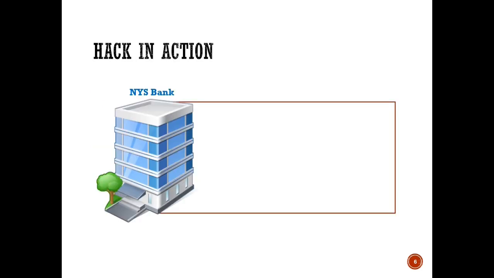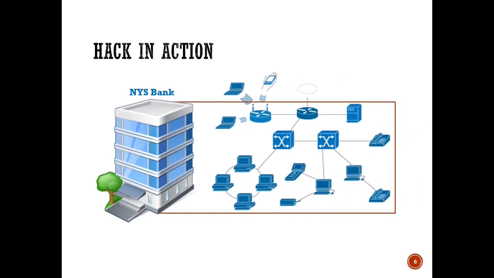So what does a typical hack look like? Well, imagine we are working for New York State Bank. The main office is a 5-story building containing all our corporate systems. As cybersecurity consultants, we may ask the IT department to show us their network diagram, and they may show us something like this. Hopefully you'll agree it's poorly structured.